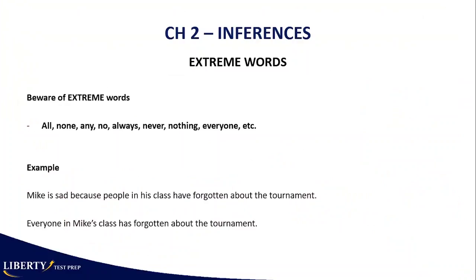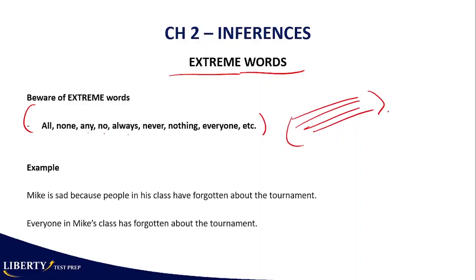Now it's time for us to go to one last section for inferences: extreme words. What are extreme words? Extreme words are words such as these ones: all, no, any, always, never, nothing, everyone. Words that are absolute. So whenever you see a word that is absolute, the rule is this for inferences. If you see extreme words in your statements, then most likely you're going to have to choose an answer that also contains an extreme word. However, if you don't see an extreme word in your statements, then most likely your answer should not have an extreme word.